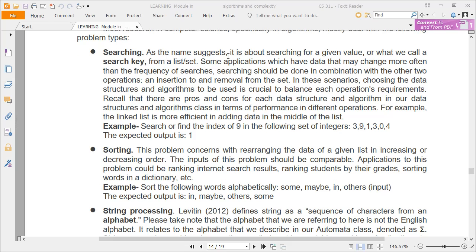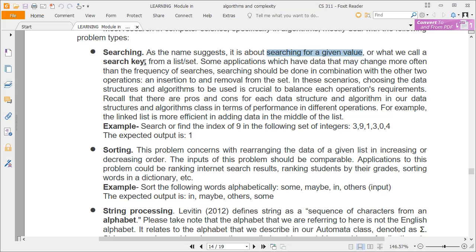So as the name suggests, it is about searching for a given value, or what we call the search key. So kani, ang search key mao ni siya kung unsa man nga value ang imong gipangita from a list or a set. So mao na siya ang atong search key.